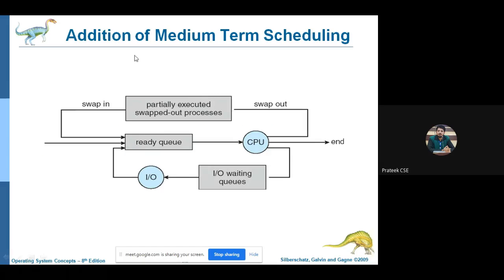So this is the picture of medium-term scheduling. This particular arrow represents, here we used to have a new state. From the new state, the process enters the ready queue, and from the ready queue, any one process will get the CPU, and either this process will terminate or it will enter into the input output queue. Otherwise, if it is not required further, it will be swapped out from the memory and put into another queue which will contain all the partially executed swapped out processes.